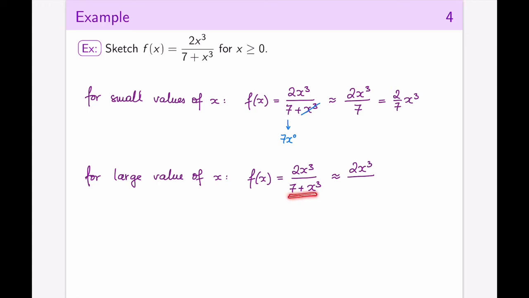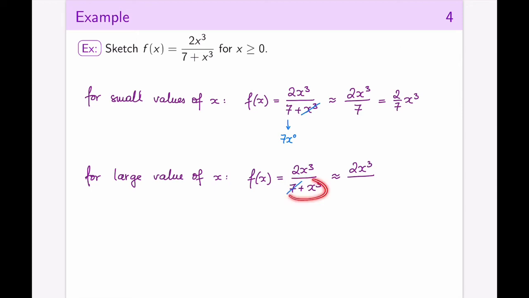On the bottom, however, I have two different terms, and I have to decide which one of them dominates for large values of x. As I've already noted here, the 7 corresponds to x to the 0th power, and we know that for large values of x, it's going to be the large powers of x that dominate, which means that x cubed will dominate this entire polynomial. So I can think of 7 as not really making a difference.